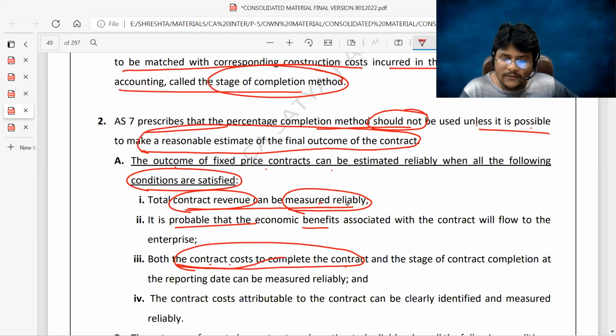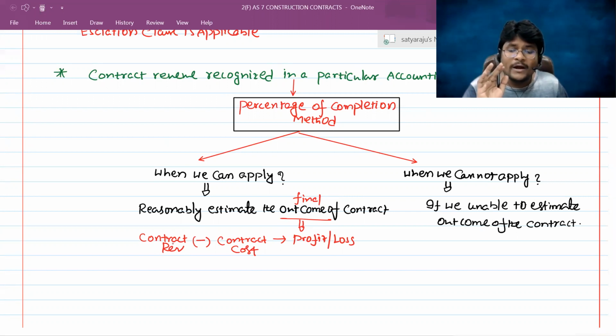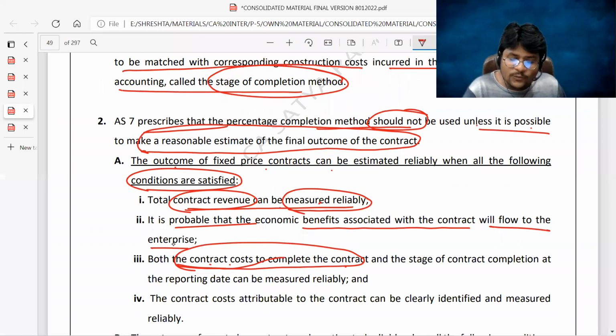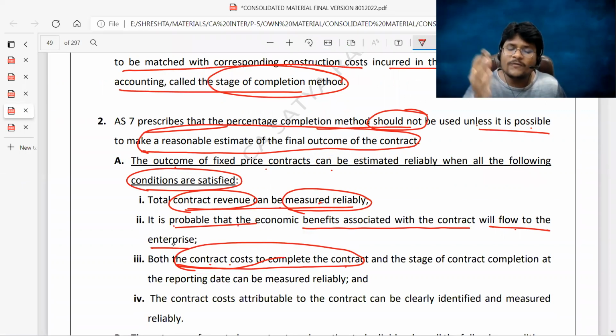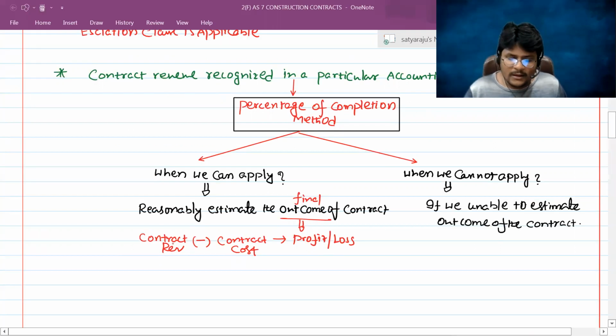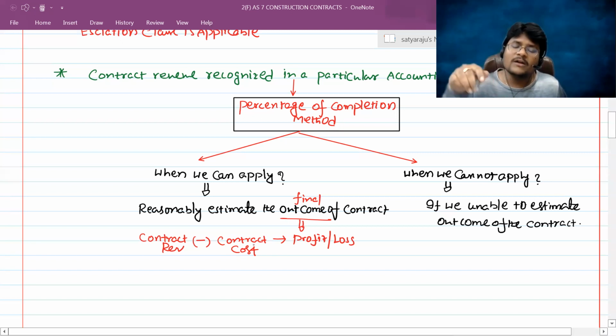Next, related to the revenue, one more thing he's talking about. It is probable that the economic benefits associated with the contract will flow to the enterprise. And one more thing: always when you recognize the contract revenue, certainty regarding the collection should never be left out. Why? Because throughout AS9 revenue recognition, we are always checking the one provision, sir: if certainty regarding the collection exists, then we can recognize, otherwise postpone, right? Then what he is telling indirectly is that it is probable that economic benefits associated with the contract will flow to the enterprise. So the revenue, which is actually the contract price, you can recover from the contractee. Now the contract revenue is measured reliably, and there is a probability of inflows to the enterprise. And the total contract cost to complete the contract is also estimated reliably.